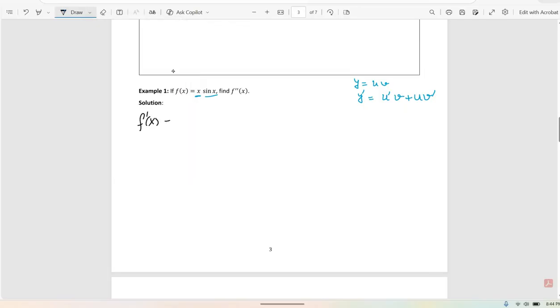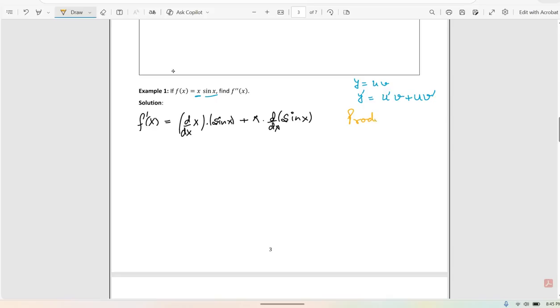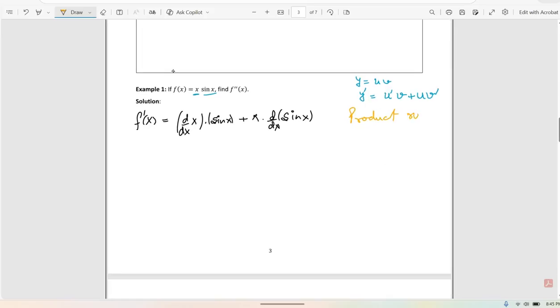Okay. So here, if we need to find the derivative of f, that will be first function's derivative. So derivative of x times sine x as is plus x, the first function as is, times the derivative of sine x. What did we use here? This is using the product rule of the derivatives.